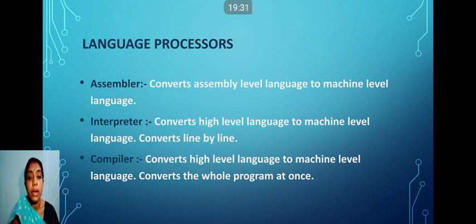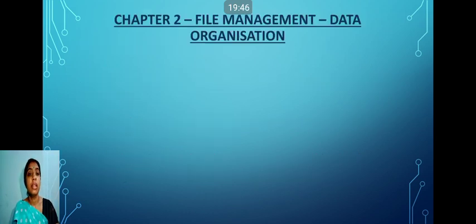So the compiler, the translator, is more speedy. Or say, the processing speed of a compiler is more compared to an interpreter. Clear? Then comes file management and data organization.